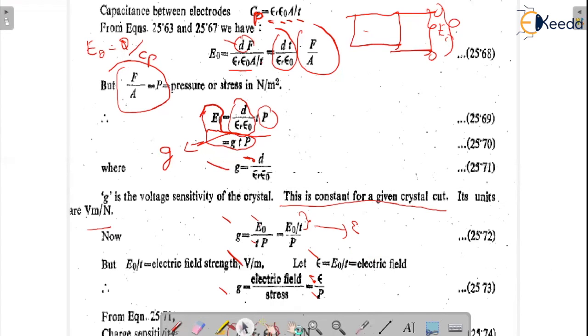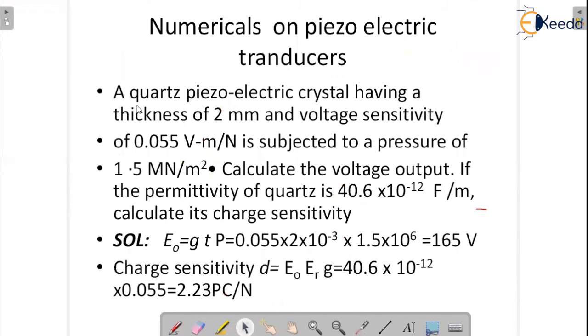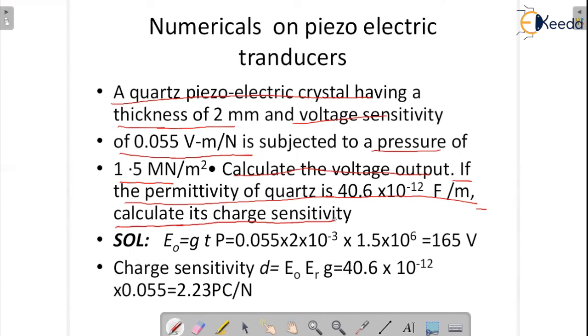Now, based upon these particular things, we are going to solve certain basic numericals. Let us take a quartz piezoelectric crystal having a thickness of 2 mm and a voltage sensitivity of 0.055 volt-meter per Newton, subjected to a pressure. He has given the pressure also. Calculate the output voltage E naught. He has also given the permittivity, 40.6 into 10 power minus 12 farad per meter. Calculate its charge sensitivity. He is asking for d also.